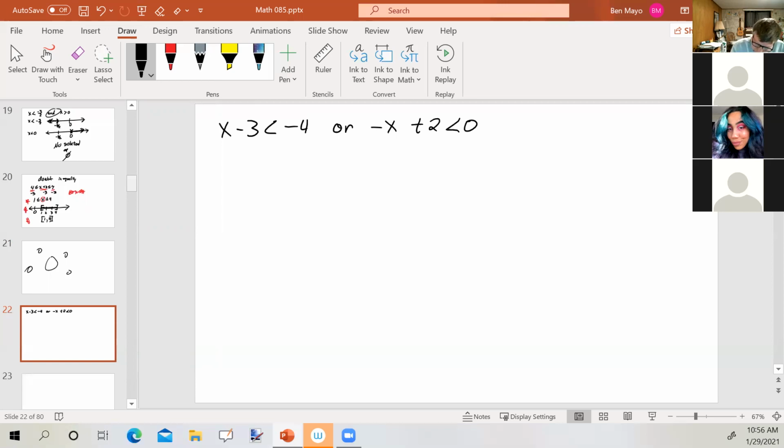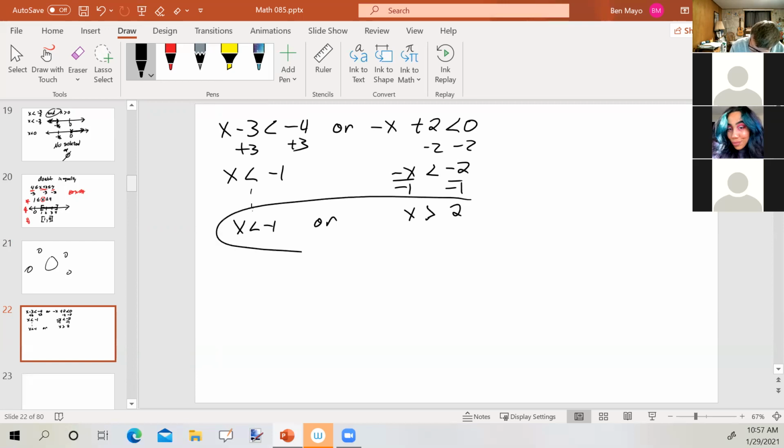Let's see. For this first one, I'm going to add 3 to both sides, and I'm going to get x less than -1. Here I'm going to subtract 2. I'm going to get negative x less than -2. The second one, I'm going to divide by -1, which gives me x and 2. But because I divided by a negative number, I'm going to change the direction of the inequality. I'm just going to bring this down here so they're all on the same line. That isn't my solution, but that's what I'm going to use moving forward. I solved each one for x on the left side. Any questions there?